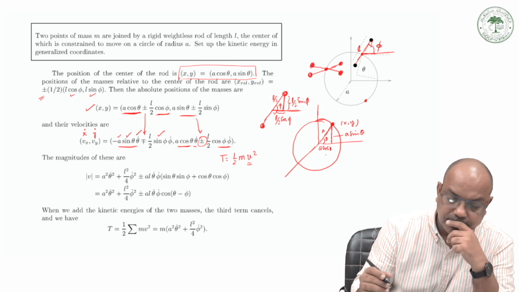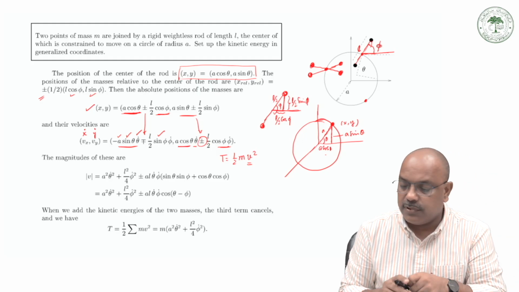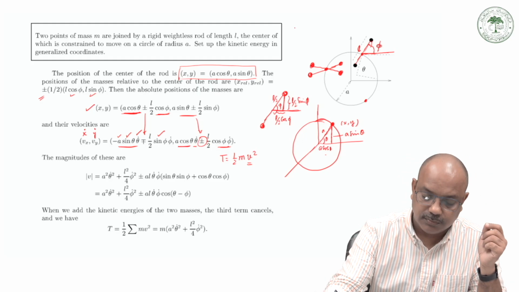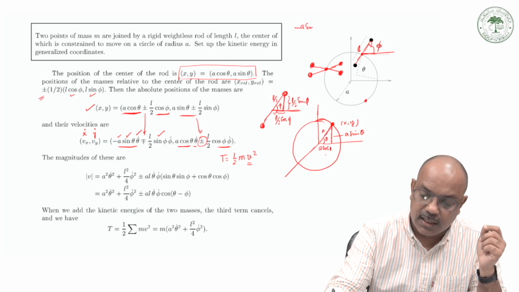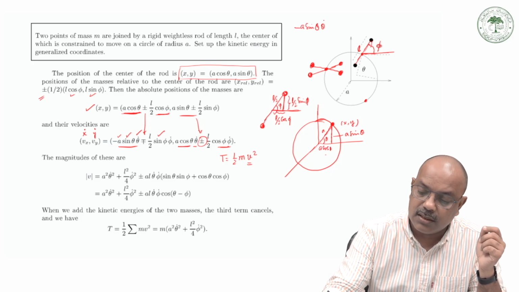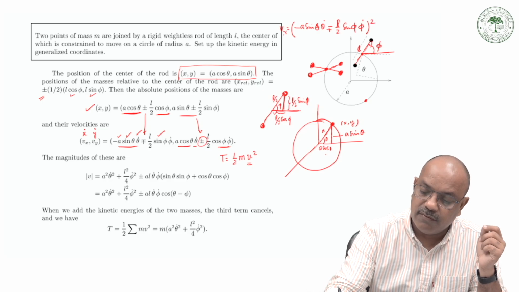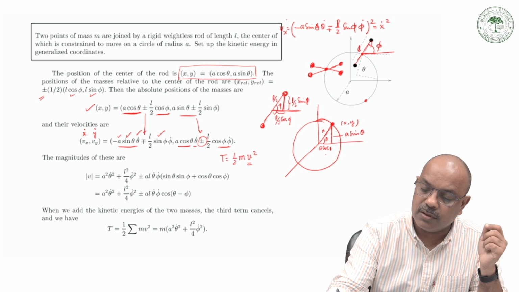So you have to square this basically: minus a sine theta, theta dot, and minus plus L/2 sine phi dot. Okay, you have to square it. This is because this is your Vx, or that is your x dot. So you have to square it.